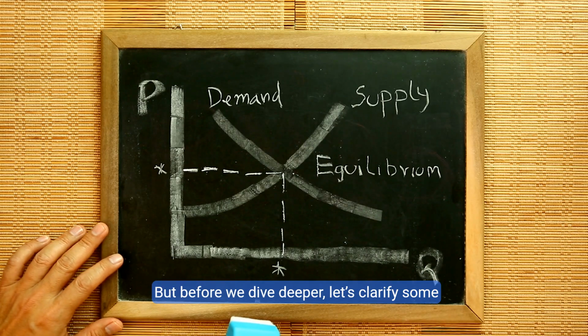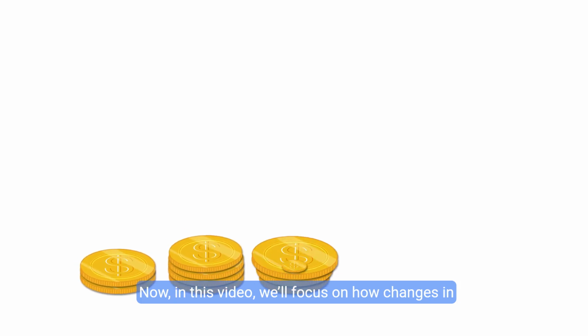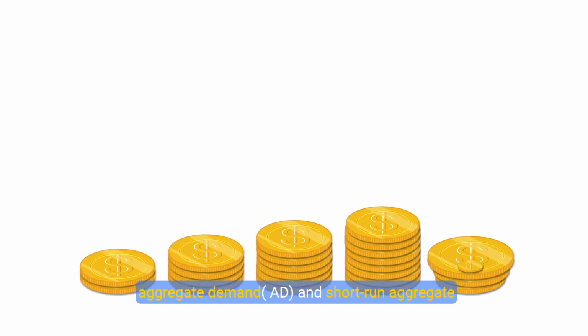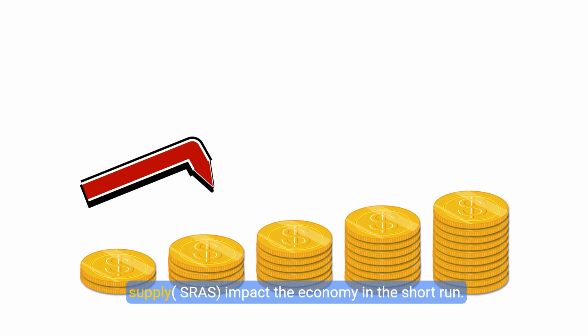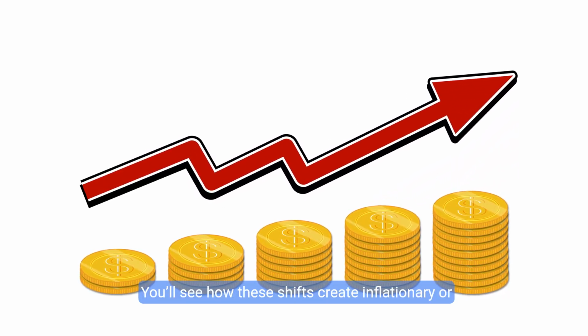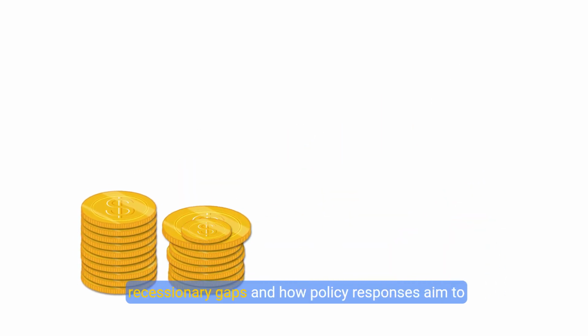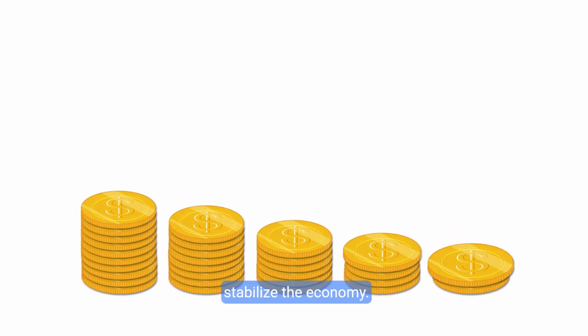But before we dive deeper, let's clarify some basics. Now, in this video, we'll focus on how changes in aggregate demand, AD, and short-run aggregate supply, SRAS, impact the economy in the short run. You'll see how these shifts create inflationary or recessionary gaps, and how policy responses aim to stabilize the economy.